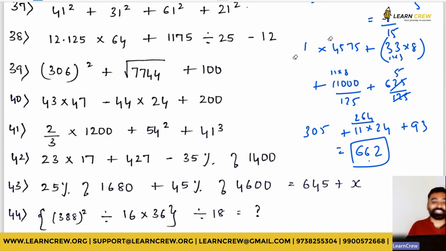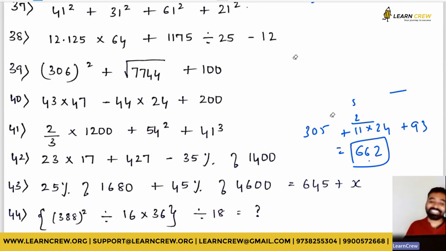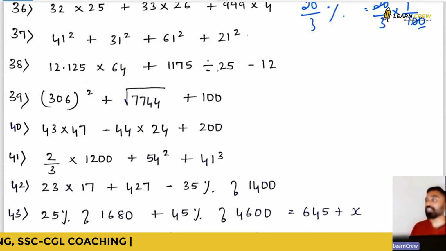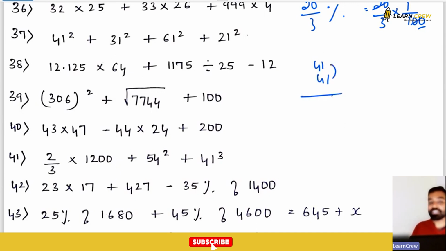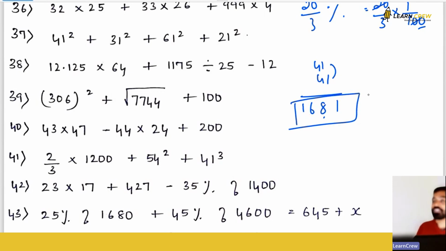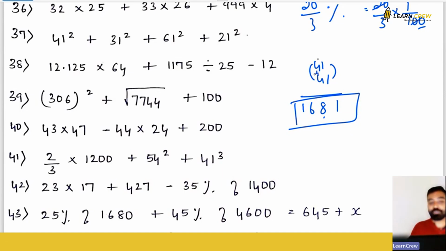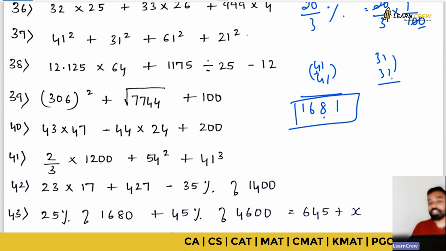Understood? Okay, 41 square. Whenever you get a number ending with 1, I also had mentioned this. 41 into 41. Instead of doing the normal method, you can do this. 1 into 1 is 1. 4 into 4 is 16. 4 plus 4 is 8. So 4, 6. This becomes your answer. Multiply the extremes, add the last two numbers. 4 plus 4 is going to give you 8. That's it. So 31 into 31 is going to give you 1 into 1 is 1.